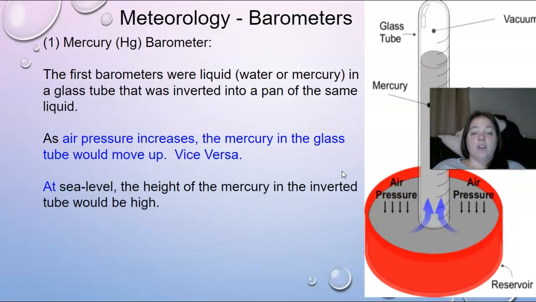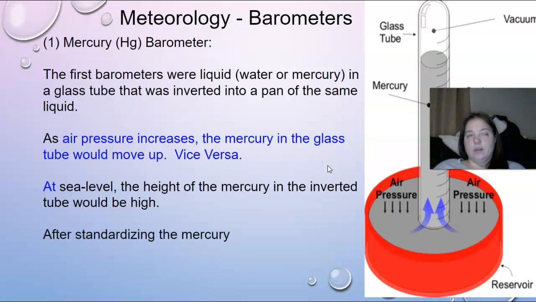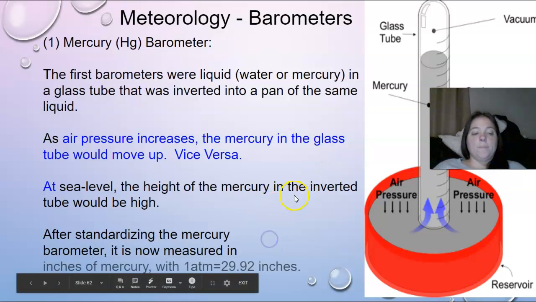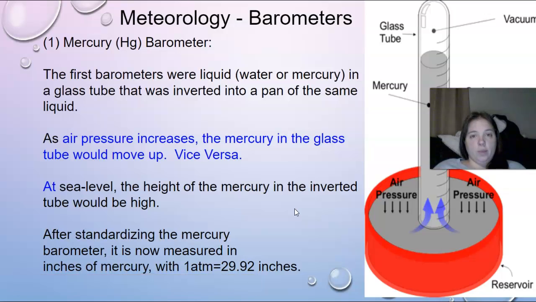At sea level, the height of the mercury in the inverted tube would be high, which is where they would calibrate it or standardize it. So barometers typically are measured in inches of mercury, with 1 atmospheric pressure equaling 29.92 inches.